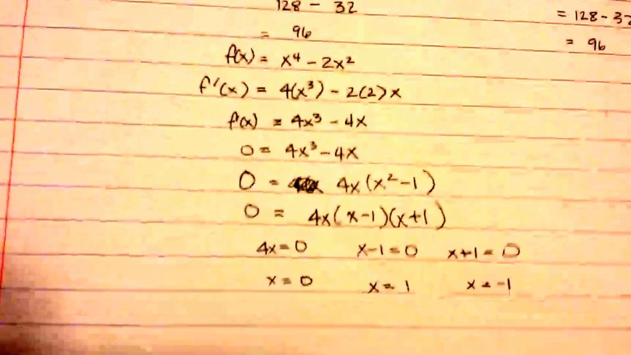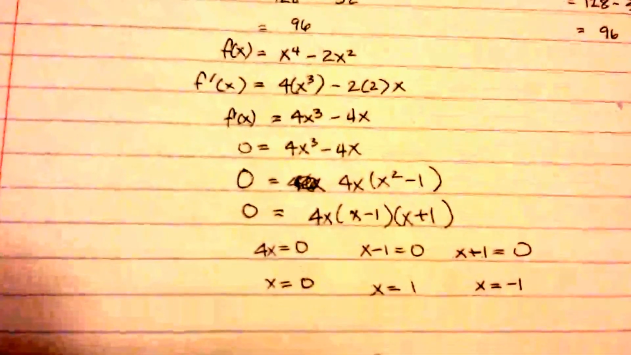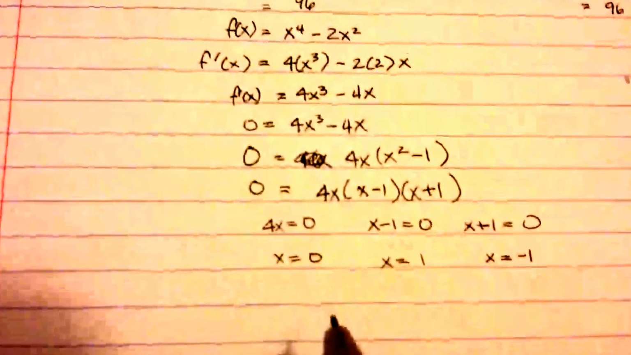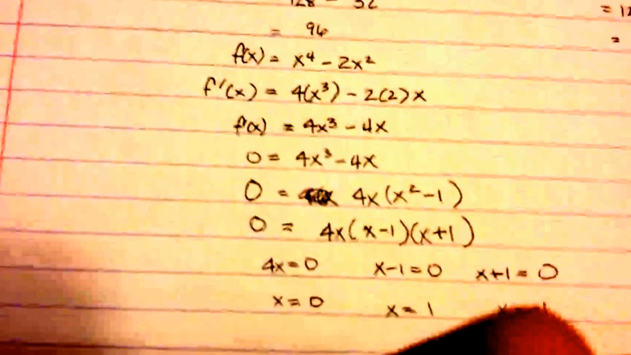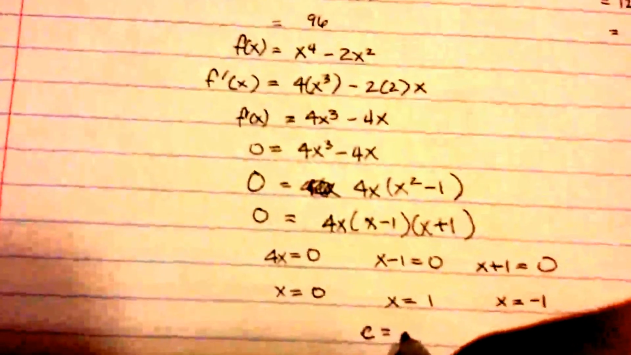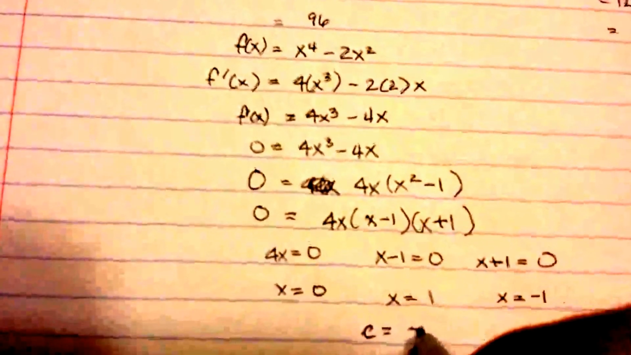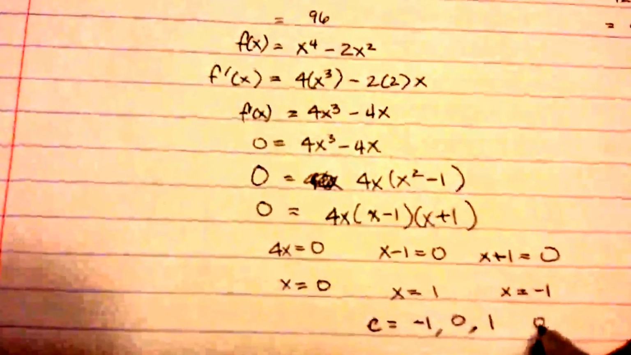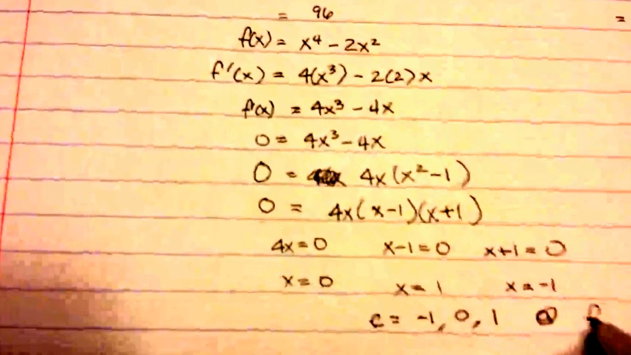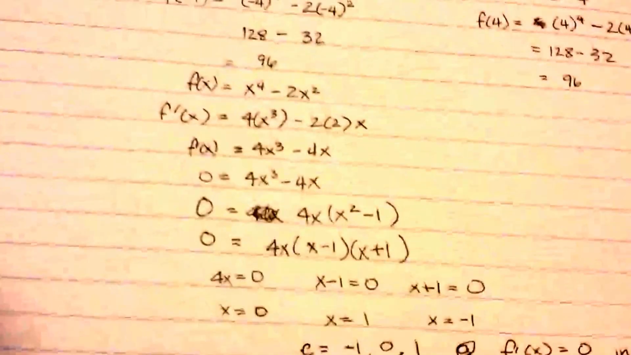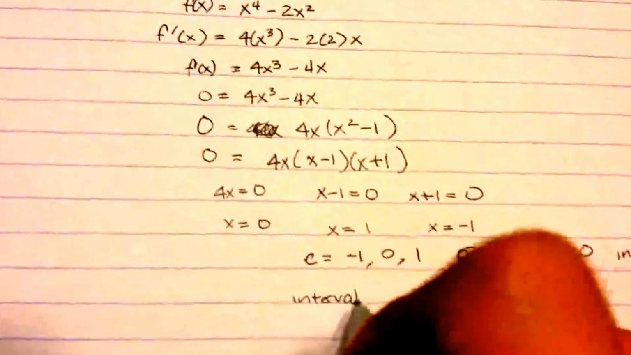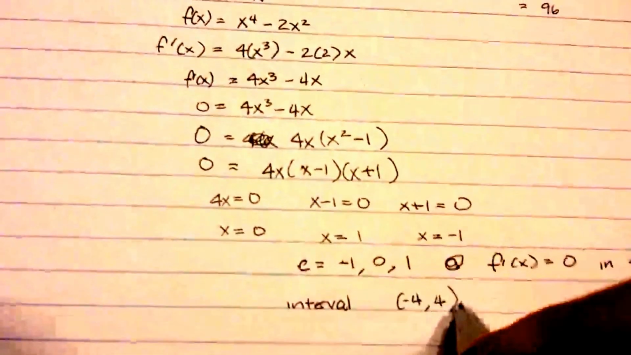So the values of c in the interval of -4 to 4 where there's a slope of 0 is c is equal to -1, 0, 1, when f prime of x equals 0 in the interval -4 to 4. Boom.